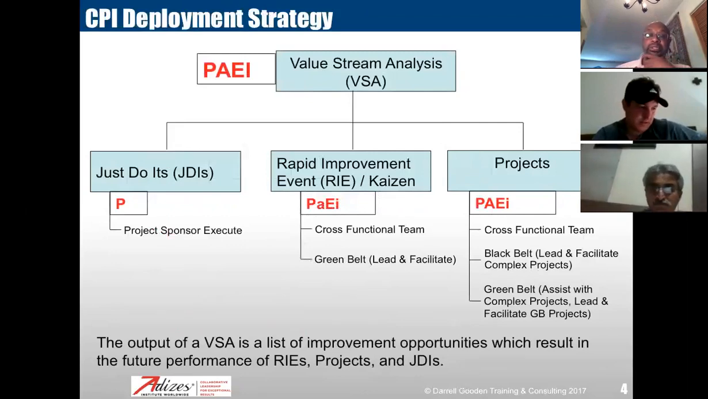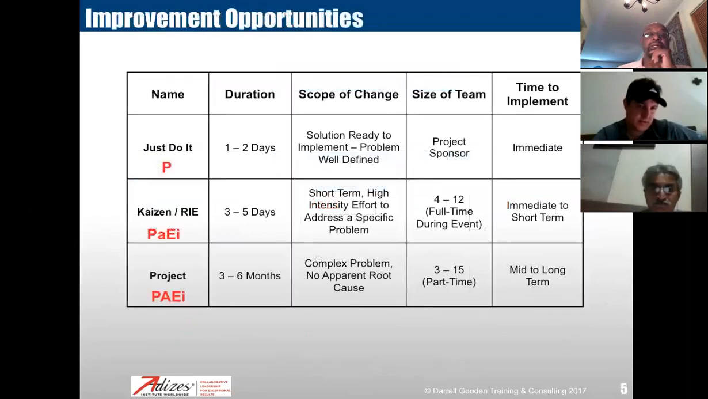Projects are more complex, longer in nature. So here is an idea of the scope and the change that's being implemented. So just do it. Generally, it's something in 1 to 2 days. It's a solution ready, implement the problem, it's well-defined, and the people who assigned you know about it, and the time horizon is immediate. You need to just get that done. Put it in the done pile, quick.